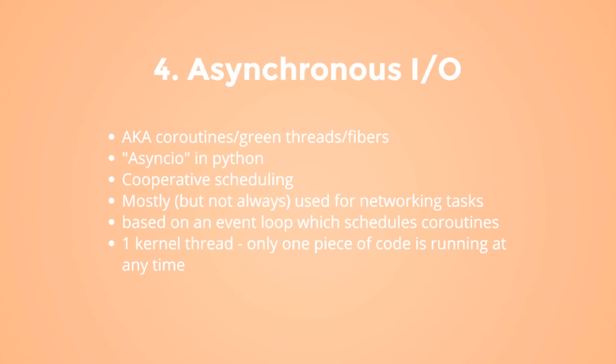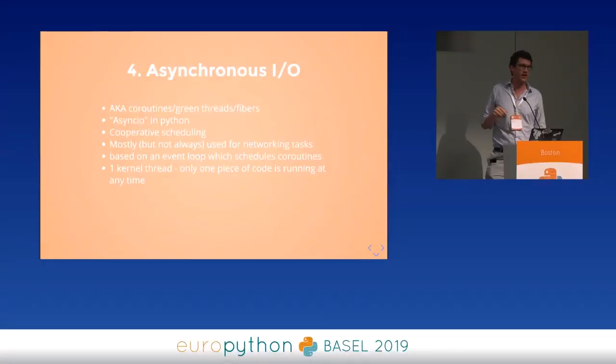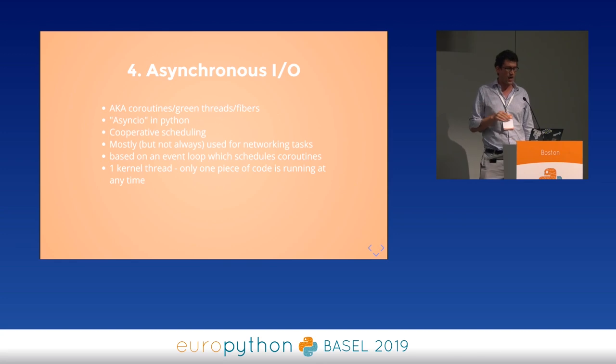So lastly, we come to the fourth level of parallelism within Python, but also not necessarily unique to Python, which is asyncio. I think this is really cool. I am obsessed by asyncio. I think it's wonderful. And I will try and persuade you that it's the way to go for lots and lots of things. The idea here is we're doing cooperative scheduling.